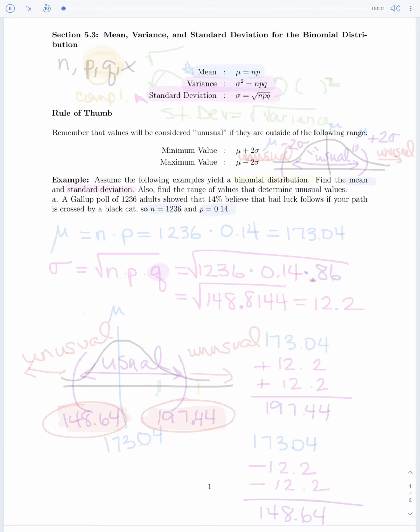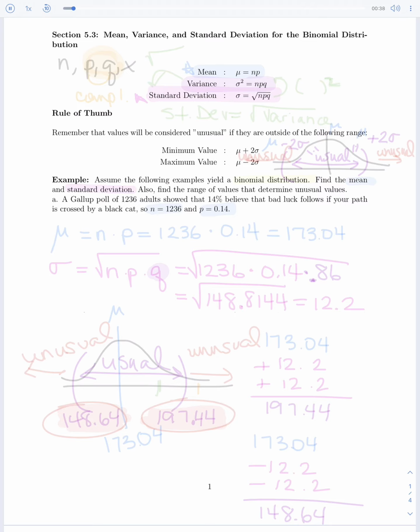In section 5.3, we're going to focus on a little bit different stuff. We're still going to look at binomial distributions, but we're going to be looking at finding mean, standard deviation, variance, and that usual versus unusual value. So how to find the higher end and the lower end for that. These are going to be using formulas, and you will have to either have these memorized or put them on your one piece of paper that you're allowed that's handwritten one-sided. So that's what I would recommend.